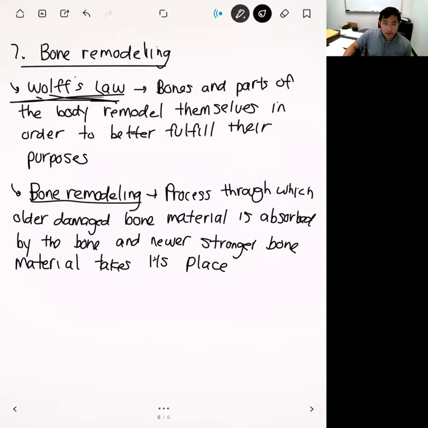This remodeling process is a direct response to the stresses that the bone undergoes. Basically, maybe you do some exercise, or you just walk from one place to the other. Your bones are going to sustain some loads. Those loads are going to produce internal stresses within your bone, and those stresses are going to trigger this remodeling process.